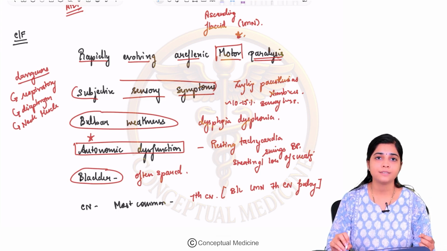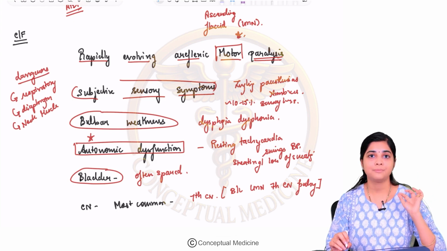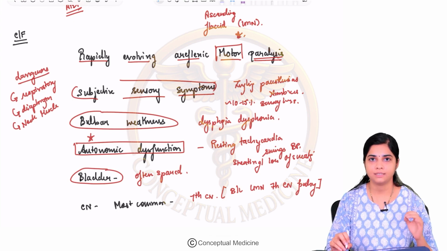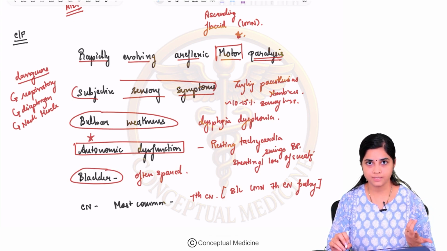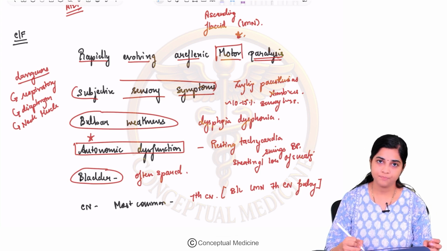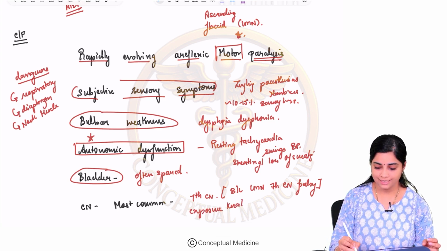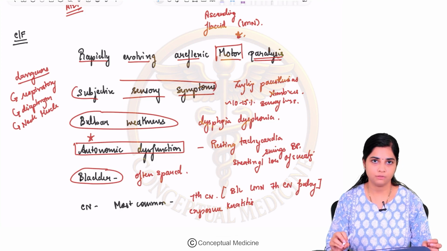All right. And what is the risk of this bilateral LMN type of facial weakness? Because they will not be able to close their eyes completely in the night because of the paralysis of both the facial muscles, they have a high chance of exposure keratitis. So that is something that you will have to watch out for.